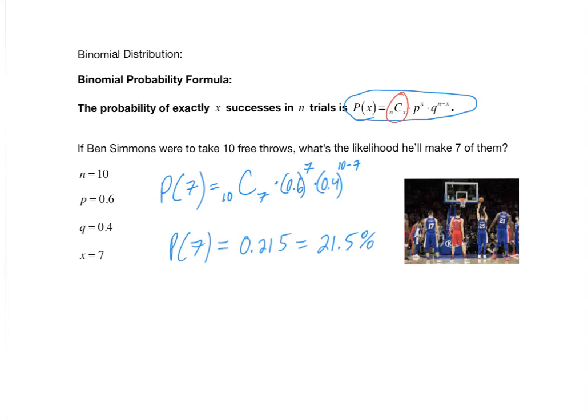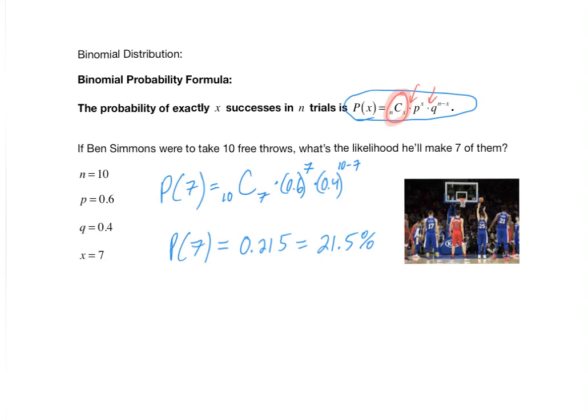And then you have these multiplications in here because ultimately this is essentially a multiplication rule problem. You want the probability of him making 7 successes, so a success and another success and another success 7 times. And then you also want him to fail 3 times, so a failure and another failure and another failure. But then again, the reason that this part is in there is because we don't care where those 7 successes occur or those 3 failures occur.